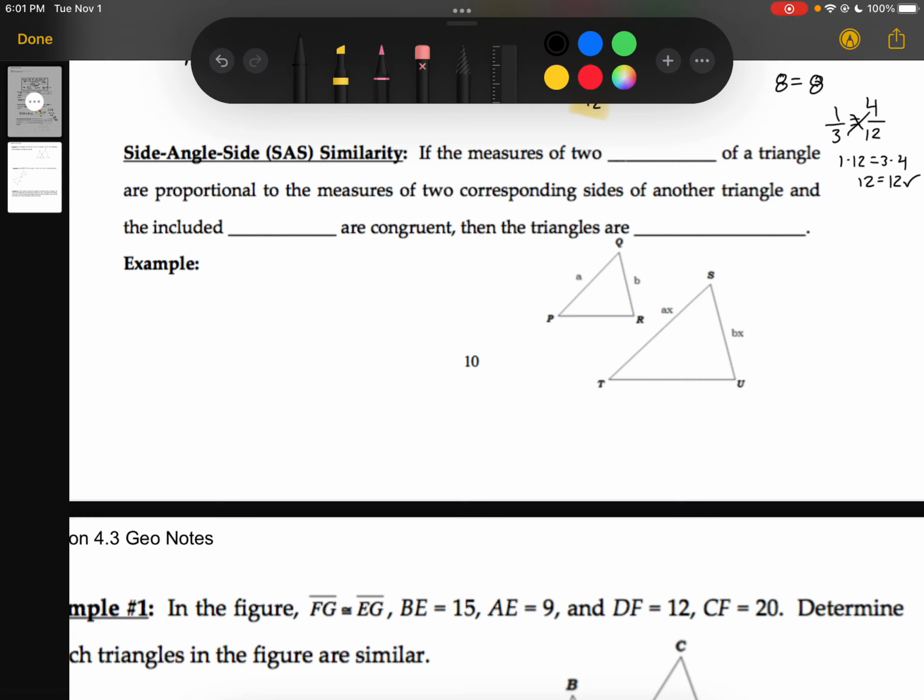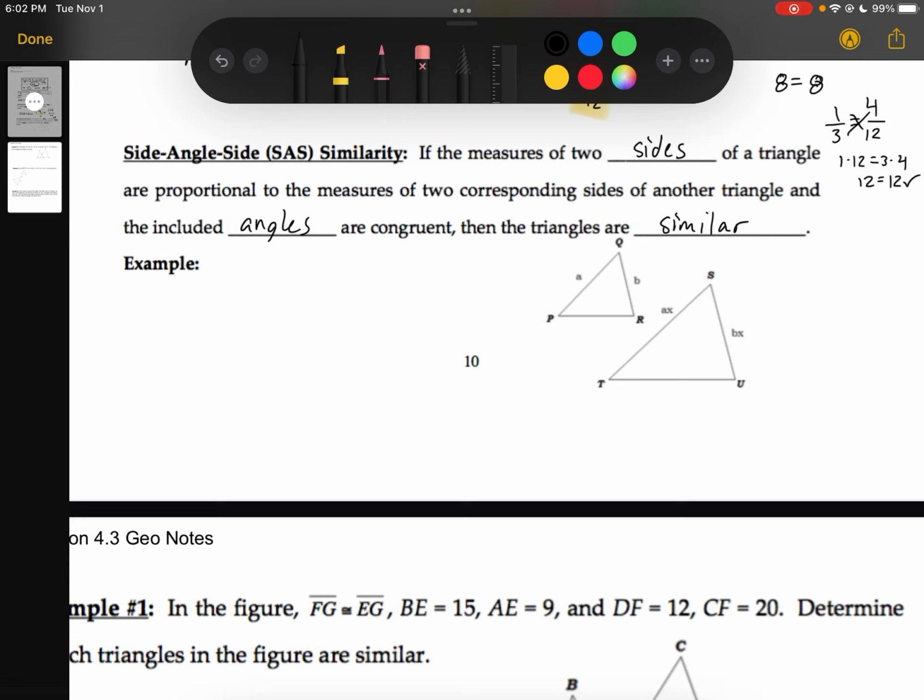So our last similarity statement for today is side angle side similarity, and this is just if the measures of two sides of a triangle are proportional to the measures of two corresponding sides of another triangle. So two sides match two sides, and the included angle are congruent, then the triangles are similar.